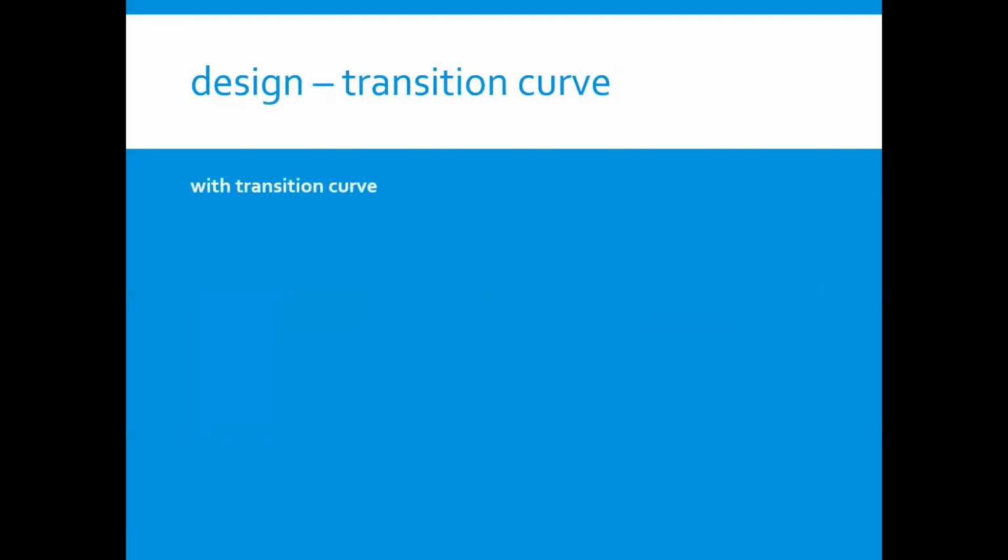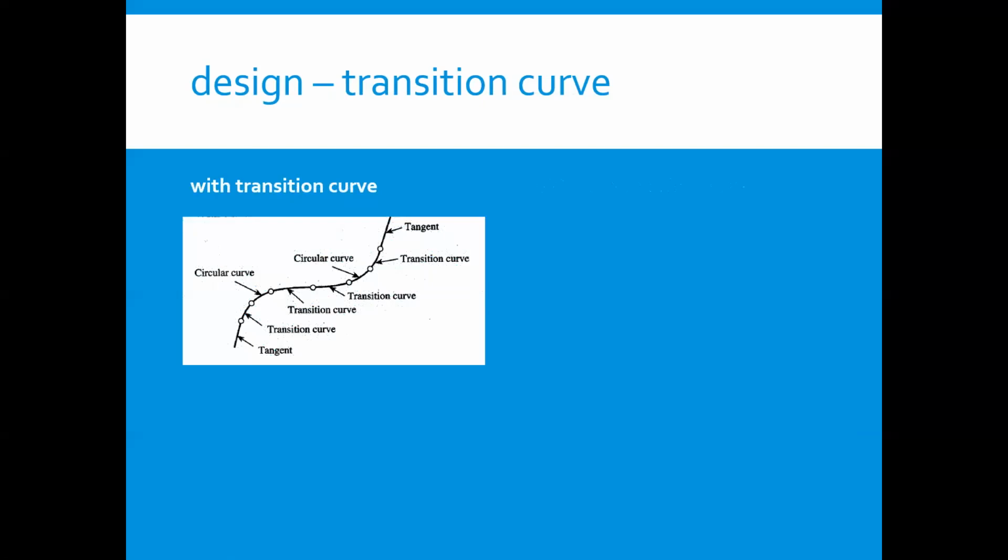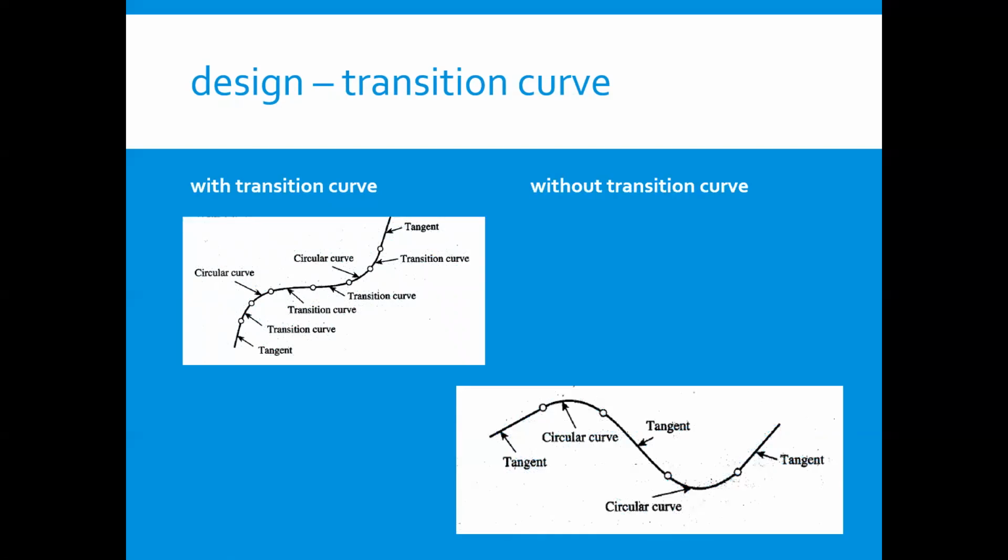And the last type of curves is the transition curves, as shown in this sketch. Transition curves are normally used to join straight and circular curves, although they may be omitted when large radius curves are used.